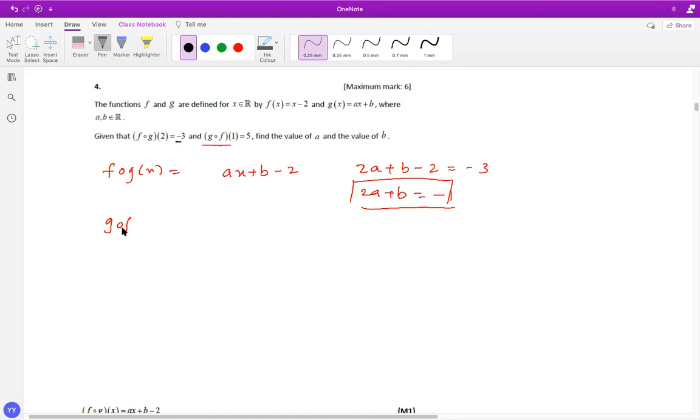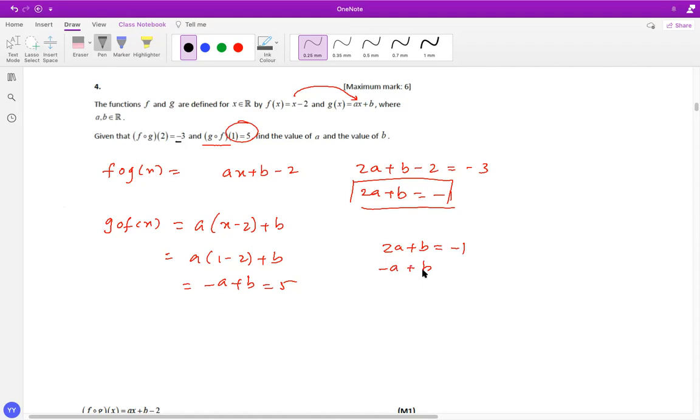So first you find out g of f of x, which means that you replace this x with f of x. So it'll be a times x minus 2 plus b, and you replace x with 1 then. So that's going to be a times 1 minus 2 plus b, that's negative a plus b, and this value is equal to 5. So when you solve these two equations, we get 2a plus b equals -1 and negative a plus b equals 5.